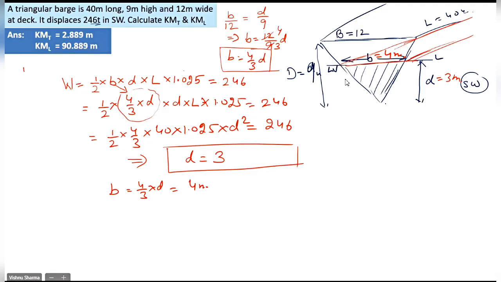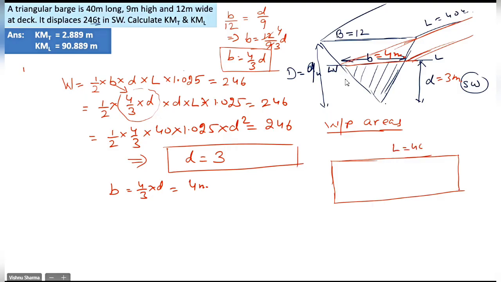Now, guys, what I'm drawing is the water plane area. And again, if you do not agree, interject immediately, no issues. The water plane area will be a rectangle whose length will be 40 meters, but breadth will be small b, that is 4 meters. Does everybody agree with me? What I have drawn in red is the water plane area, correct? Yes, sir.